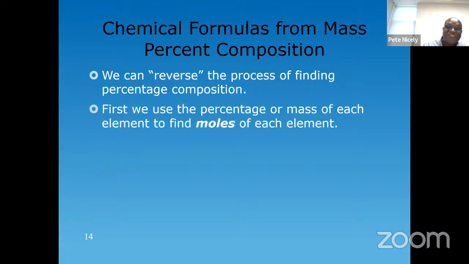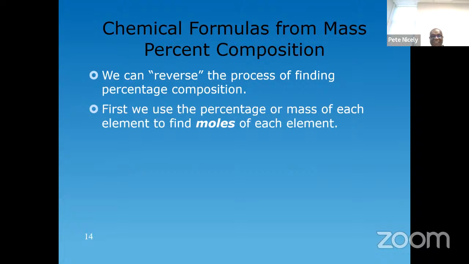What we need to do first is use the percentage or the mass of each element to find the moles of each element. Now, if you're given percentage data, basically what that means is that you have to assume that you're working with 100 grams of the substance, because if you assume that, then the percentages would be equal to the mass of each element, right? So that's the first step. Well, actually, that's the first step that you need to actually do.